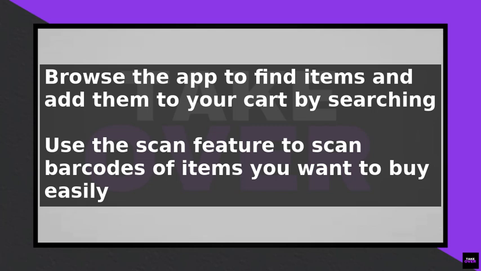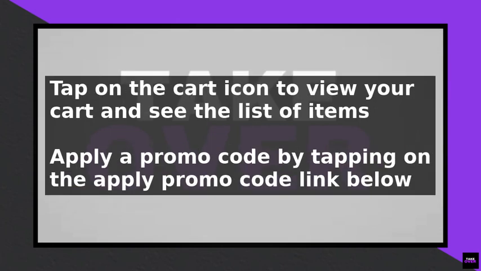and any applicable discounts. To apply a promo code, tap on the Apply Promo Code link below the list of items in your cart. This will bring up a new page where you can enter your promo code. Type the promo code into the text box and tap the Apply button.